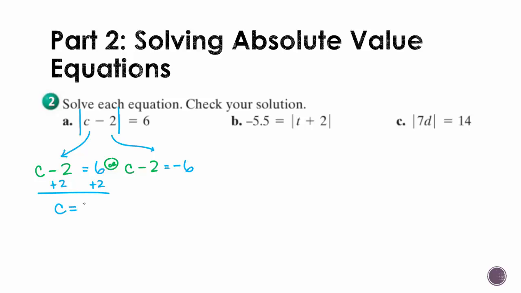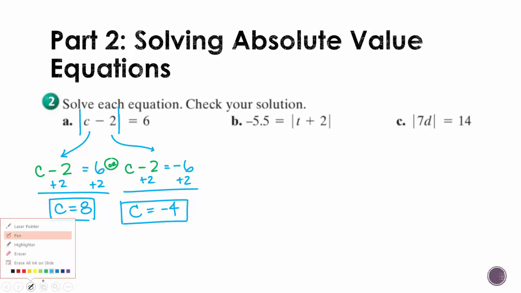So we get that c could be 8. There's one of our answers. And if I do the same thing over here, I get c can be negative 4. Now remember, that means that when I plug these two things in, I'm going to get a distance of 6 spaces from the number line. So let's plug it in.